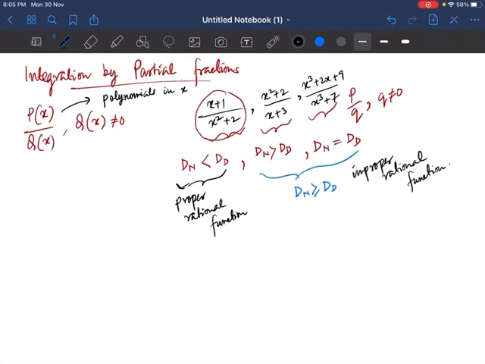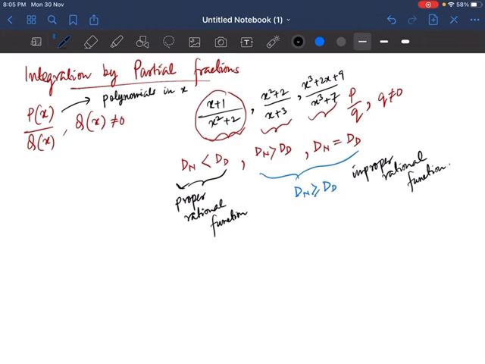So whenever an improper rational function is given, what we have to do is convert that improper rational function into a proper rational function. Then only can we proceed with it. So how do we do that? Let me show you an example.